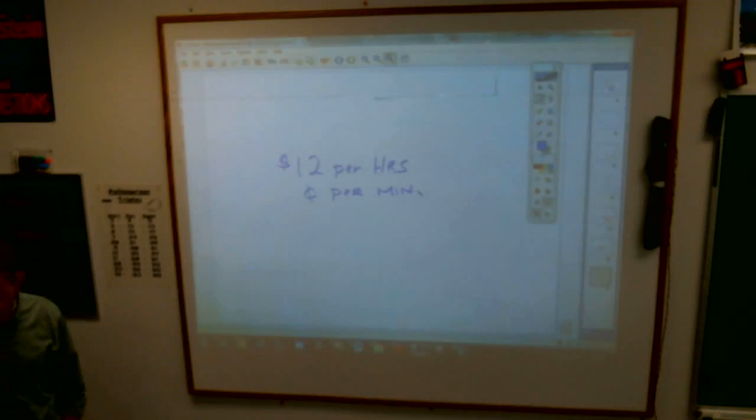Per hour to 2 cents per minute. What would minimum wage be in cents per minute? Wait, how many dollars was this per hour? Well, this is close. $12 per hour is a little more than minimum wage.